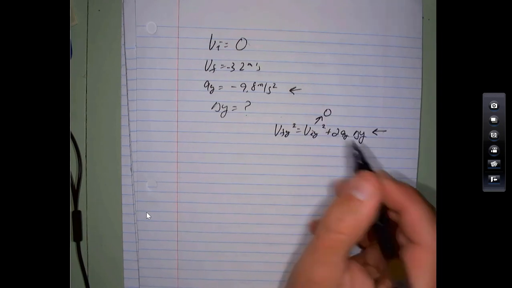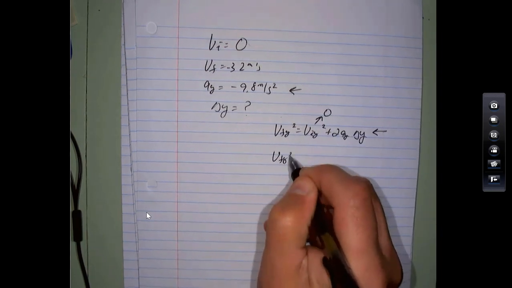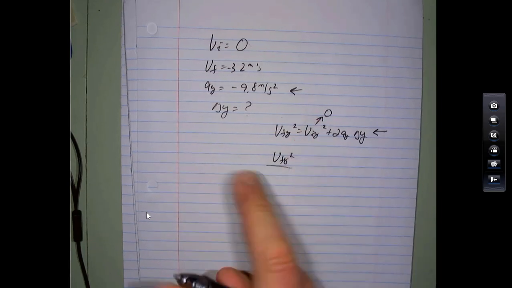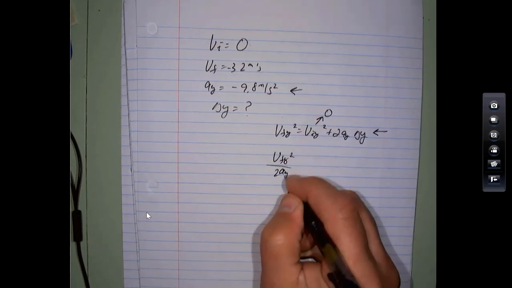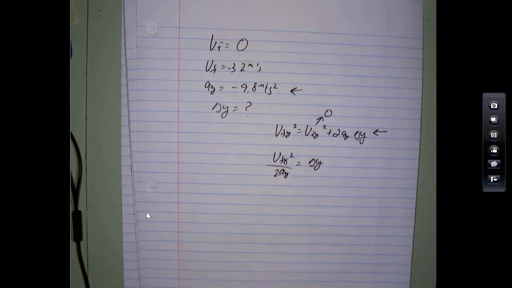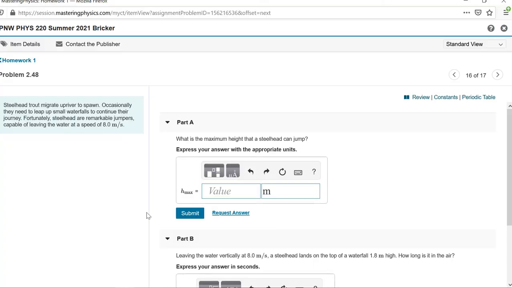You'll have to do the algebra again. So if this is 0, divide both sides by 2 acceleration in the y, which, that's free fall, negative 9.8. That'll give you the displacement in the y. Okay, on to the next one. Let me just say a few things about this one.